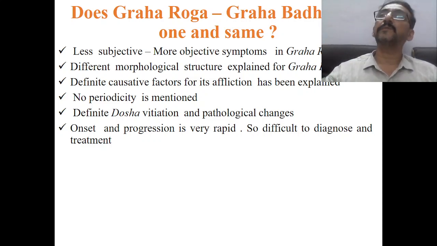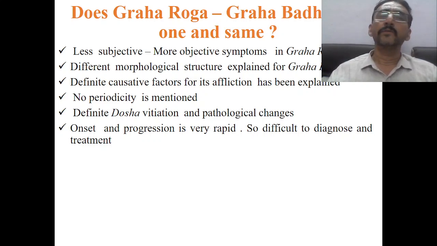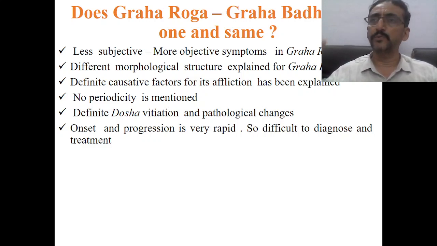But such findings are not in the Graha Rogas explained in Kaumarbhritya. For example, if you take Shita, it has Shita Putana. It has some causative factor, and there is some dosha vishesha. There is some dosha vitiation, involvement of some symptoms, and there is some treatment, Yukti Vyapashraya and Daiva Vyapashraya both.